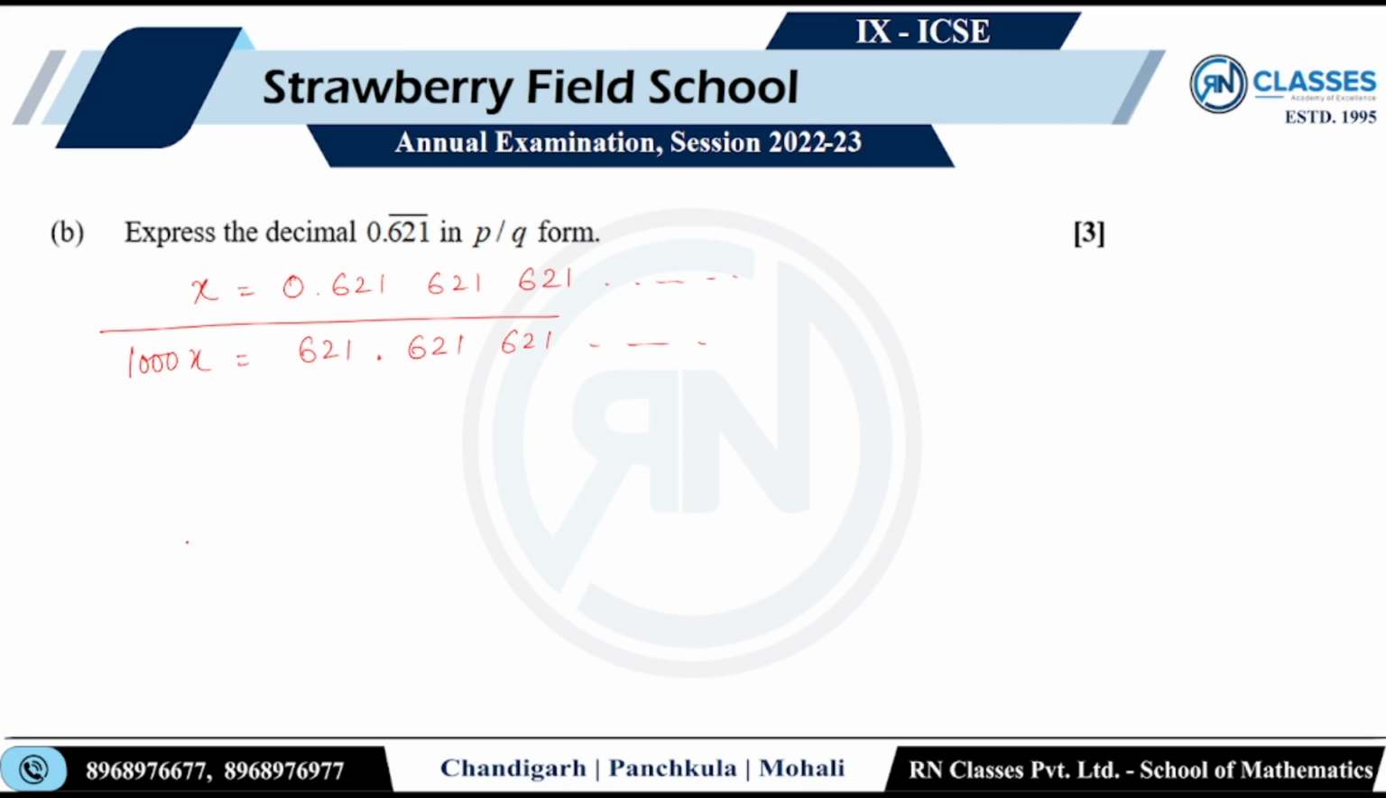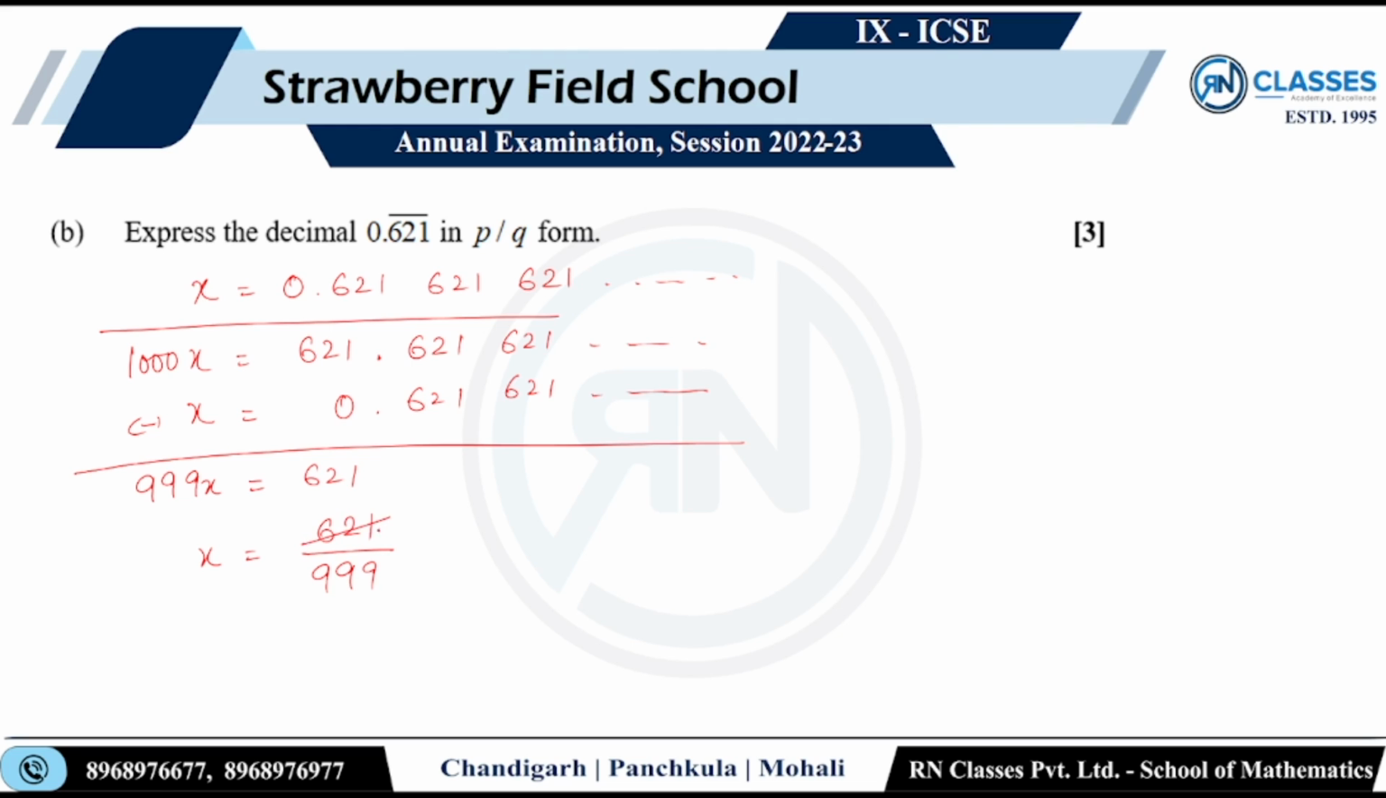Right? Point अब यहां आ गया. Now यहां पे x लिया, 0.621621 and so on. Let's subtract it. We will get 999x is equal to 621. So x is equal to 621 by 999. So once you reduce it, you will get 23 by 37. So p by q form में आ चुका है मेरा number 23 by 37.